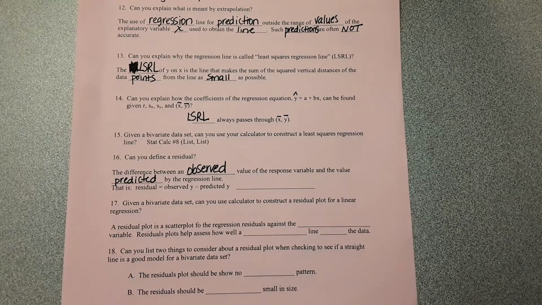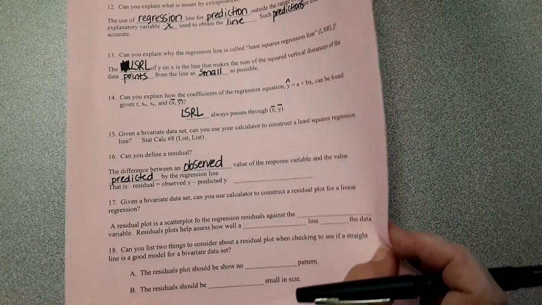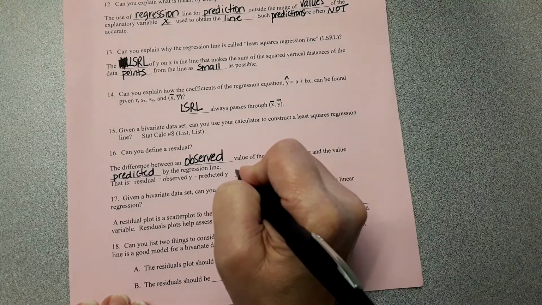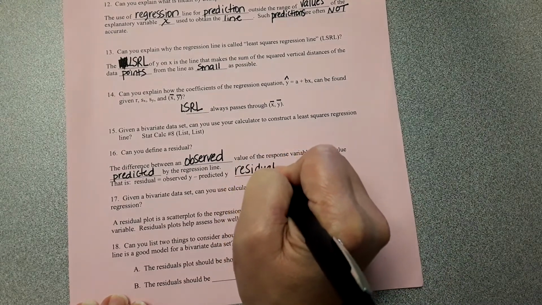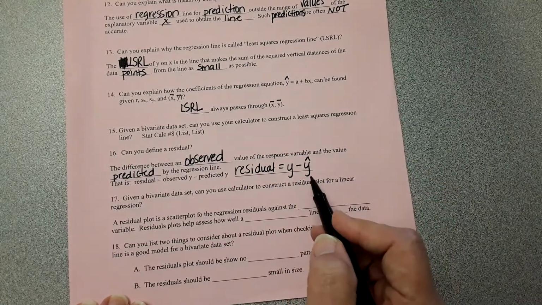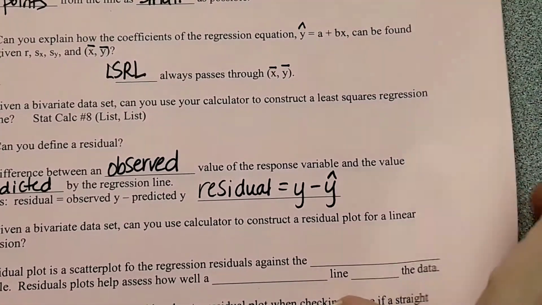Interpolation is when we predict inside the range. Extrapolation is when we predict outside of that range, okay? So that is a residual equals observed y minus predicted y. I rewrote it for you in letters: y minus y hat. That's exactly what that means, y hat.